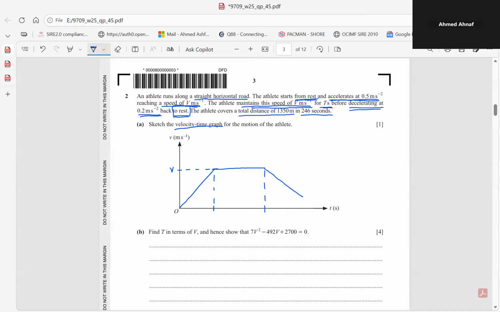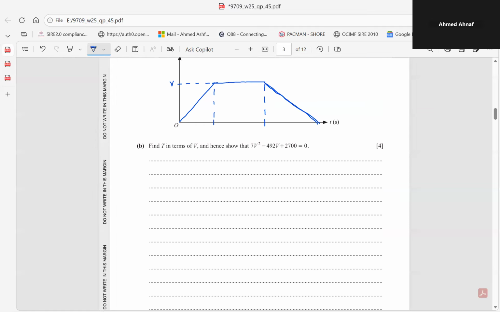Okay, good. Yeah, so this is the 0.2 meters per second deceleration. Yeah, so this would be our final answer. Let's move on to the next part.